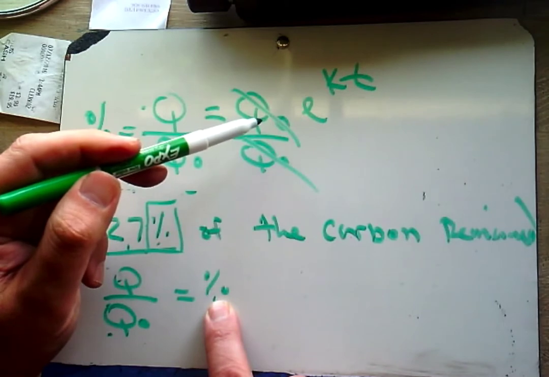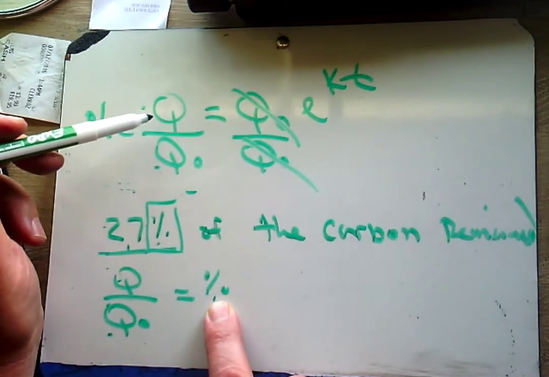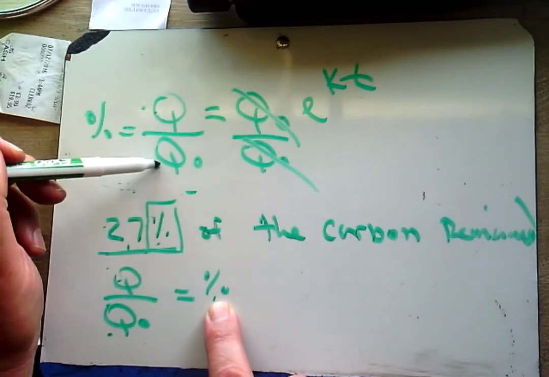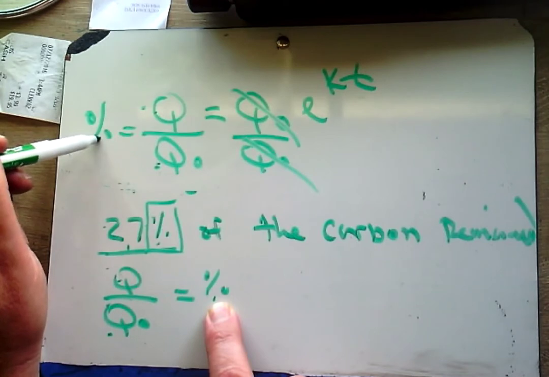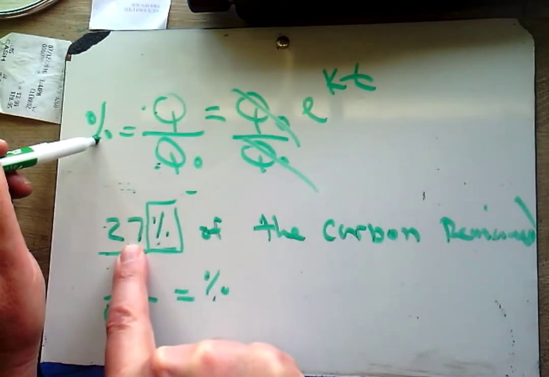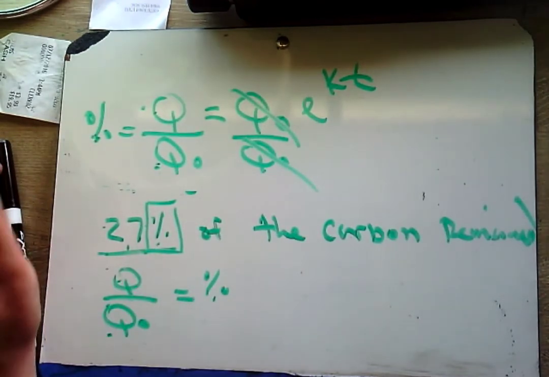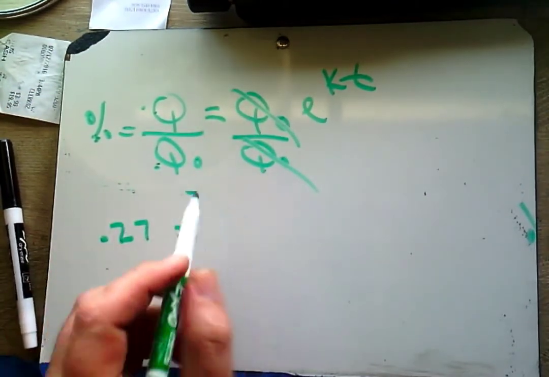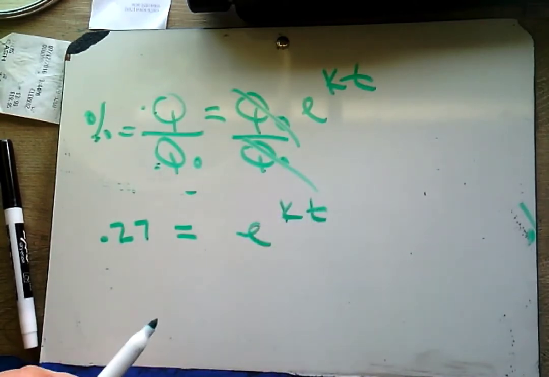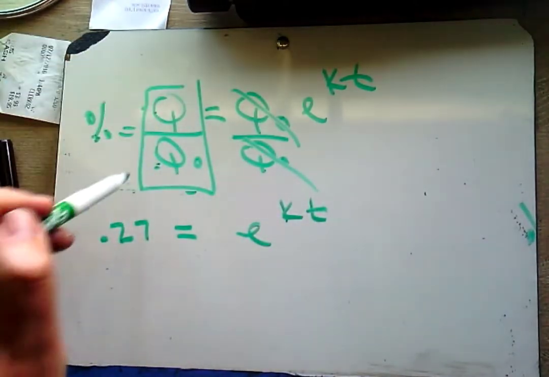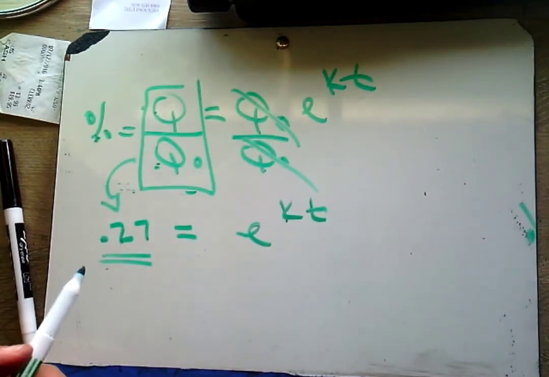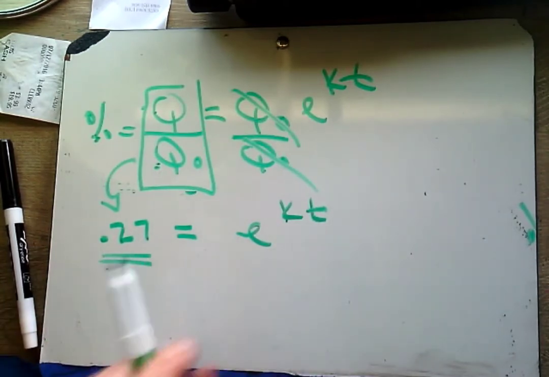I don't need to know what the original amount is. I don't need to know how much there is now. But when I divide how much there is now divided by what there was originally, that gets me percent remaining. I know that there's 27% remaining. So I can say 0.27 equals e to the kt. Why? Because this is percent. And in our problem, they did that carbon-14 testing and determined that 27% remains. So where do we go from here?